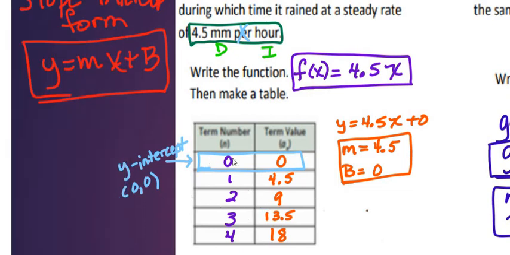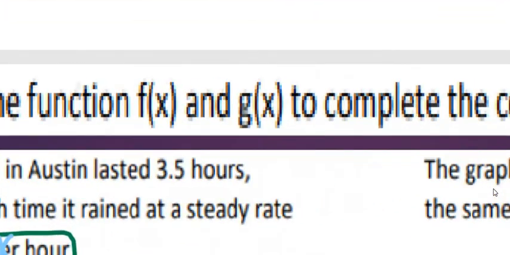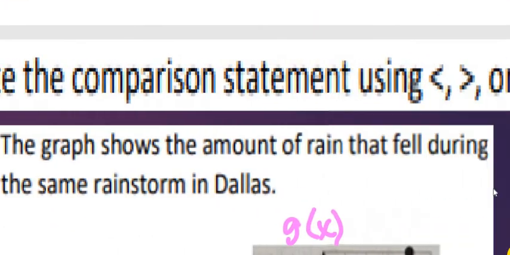So my y-intercept, by looking at a table, you can immediately tell if you have a y-intercept. The 0 has to be in the x place right here. And I have a 0 here. And so you see that my y-intercept is at 0, 0. And I've identified my slope right here, 4.5, and my y-intercept, which is 0. Now I'm going to come over here and look at this next one.